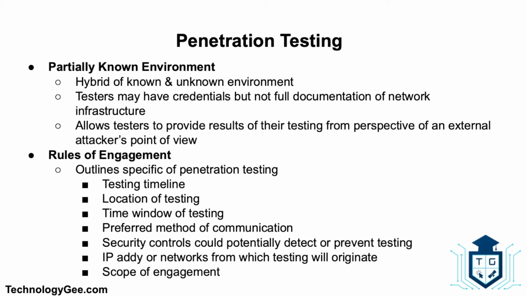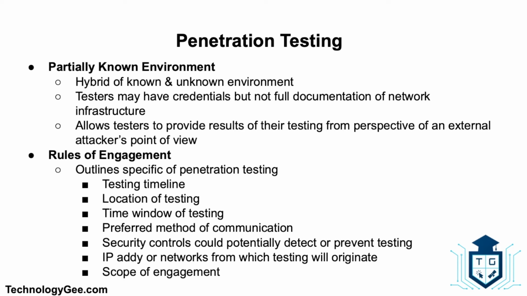And then we have the rules of engagement. This is a list that outlines the specifics of a penetration test project to ensure that both the client and the testers working on the project know exactly what is being tested, when it's being tested, and how it's being tested. The following elements are typically included in a rules of engagement document: the testing timeline, location of the testing, the time window of the testing, the preferred method of communication, the security controls that could potentially detect or prevent testing, the IP addresses or networks from which testing will originate, and the overall scope of the engagement.